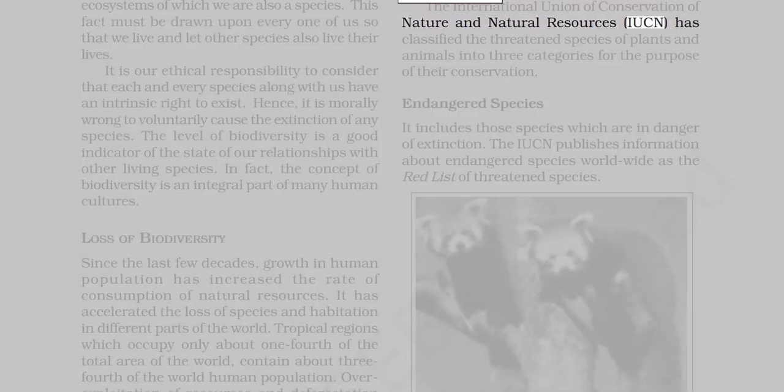The International Union for Conservation of Nature and Natural Resources, IUCN, has classified the threatened species of plants and animals into 3 categories for the purpose of their conservation. Endangered species. It includes those species which are in danger of extinction. The IUCN publishes information about endangered species worldwide as the Red List of Threatened Species.